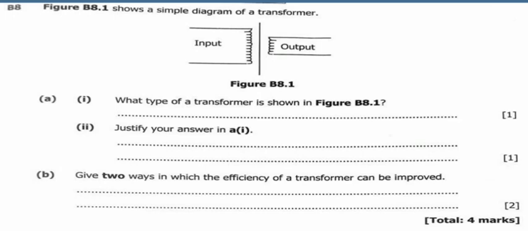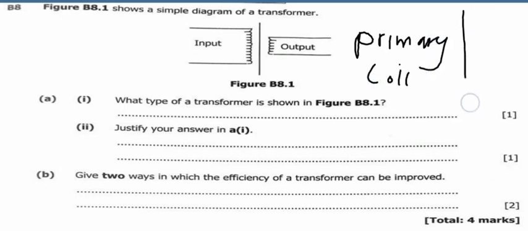When you talk of AC, it is just the alternating current. There are two types of transformers. The first one is a step-up transformer, then the last one is a step-down transformer. So how can you differentiate the step-up transformer from the step-down transformer? A transformer has two parts. It has an input part, which is called the primary coil, and the output part, which is called the secondary coil.